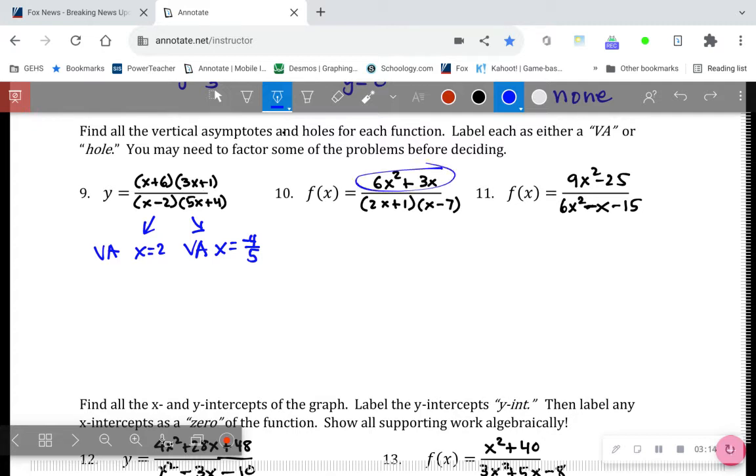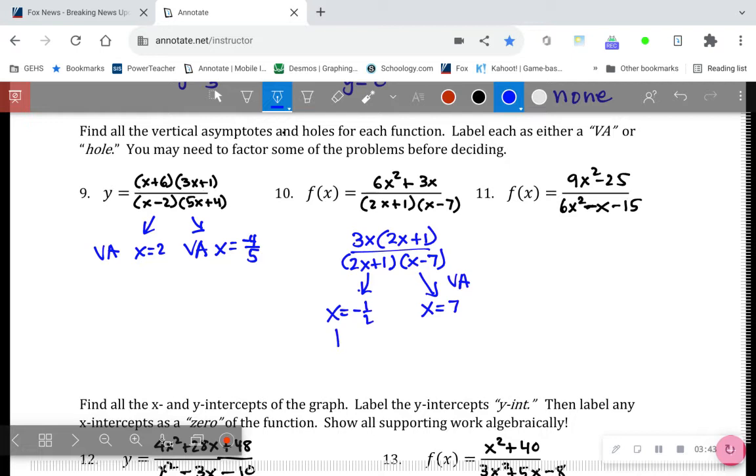Okay, the top of this one needs some work, so we're going to pull out the common factor of 3x. And let me copy the bottom. Now, this side here gives you a vertical asymptote at 7. But this side gives you a hole, and the reason it's a hole, or how you can tell, is that you have a canceling factor there. That would cancel off. Anytime you have the same factor top and bottom, it generates a hole in the graph instead of a vertical asymptote.